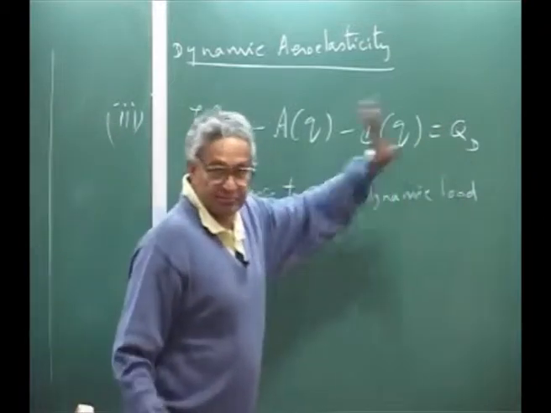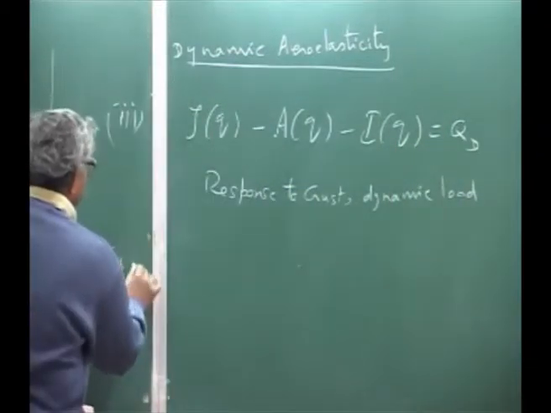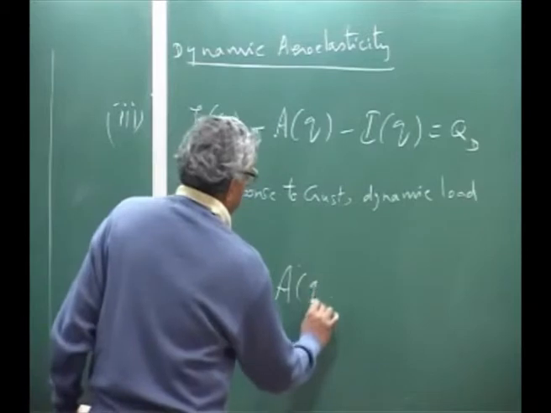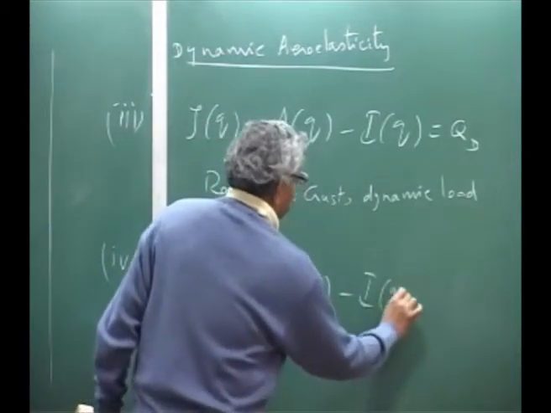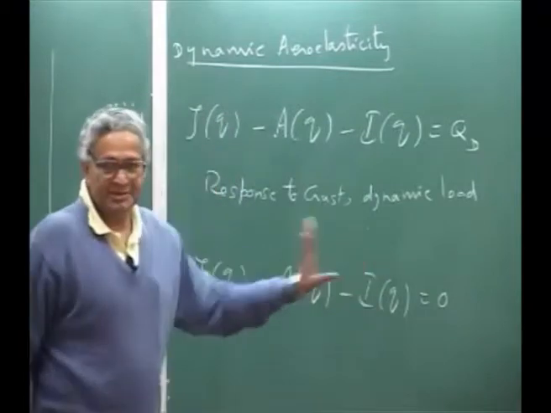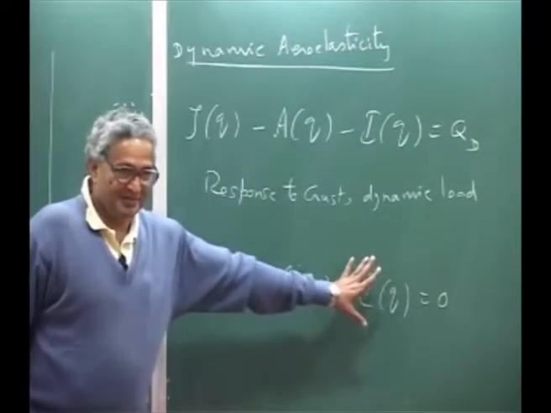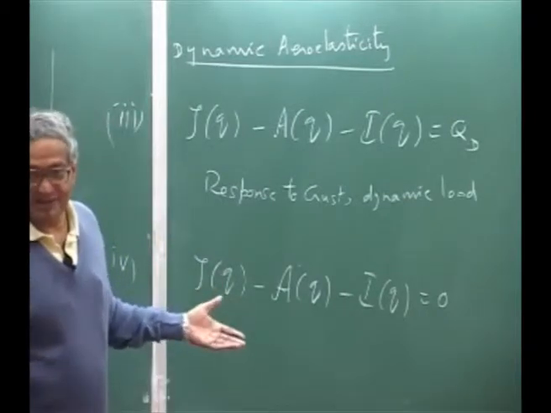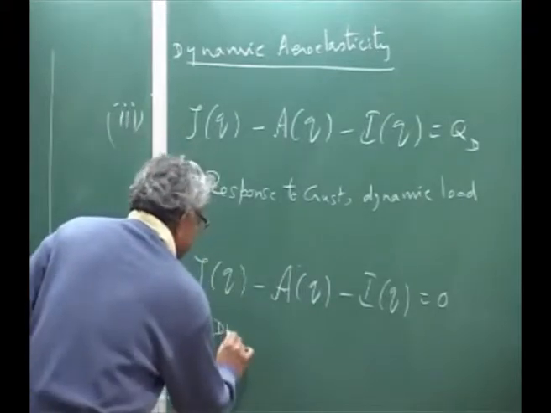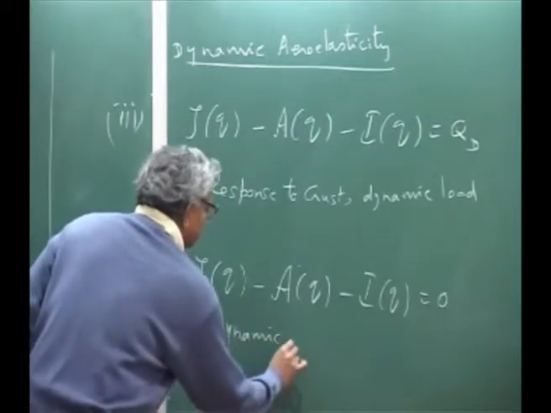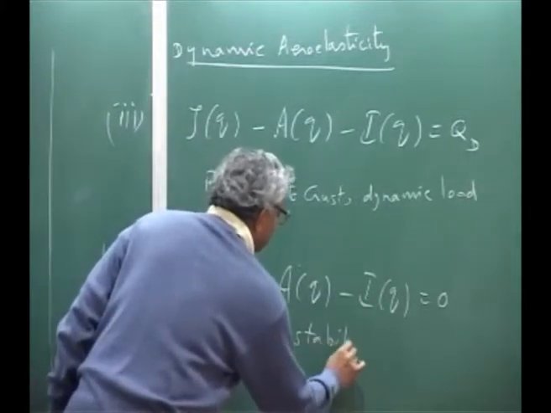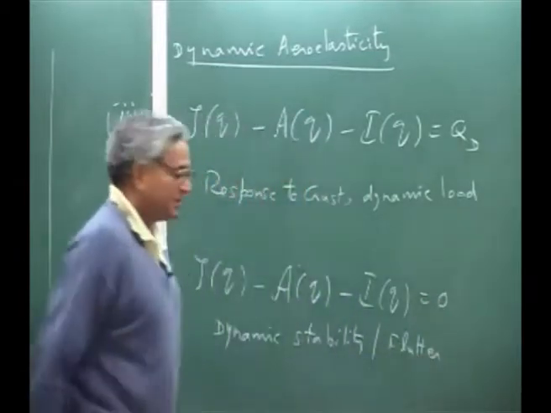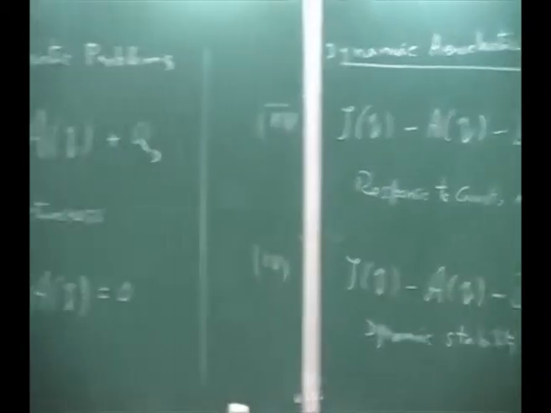But if I neglect QD, then this problem becomes zero. This is again similar to another eigenvalue type of problem, but this is a stability problem. You can call it dynamic stability or flutter. Okay. Or flutter type of problem. Okay. Now you see our general equations in this fashion.